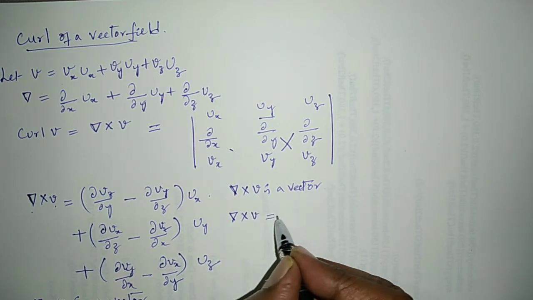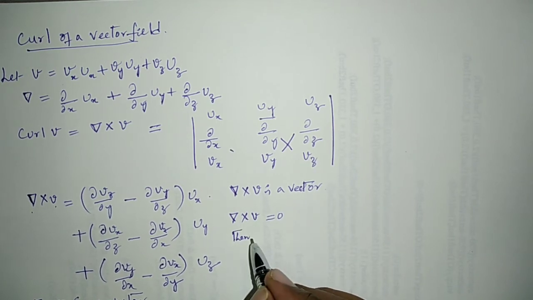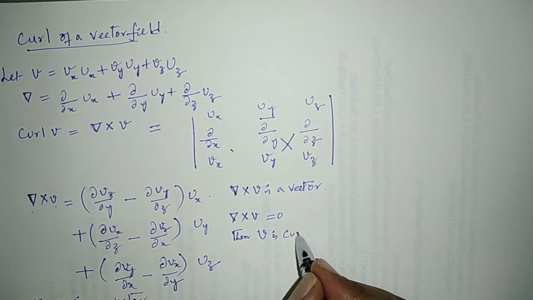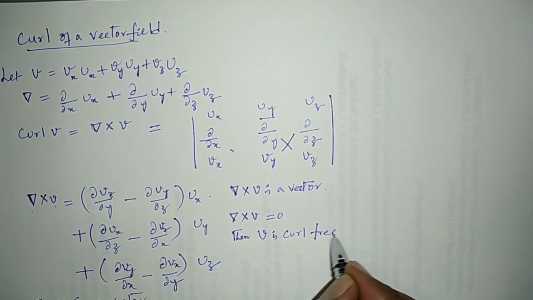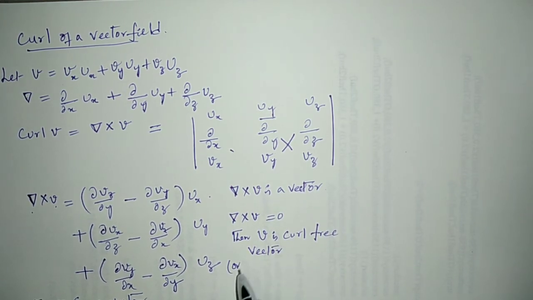If curl of V is equal to 0, then V is a curl free vector, or irrotational vector.